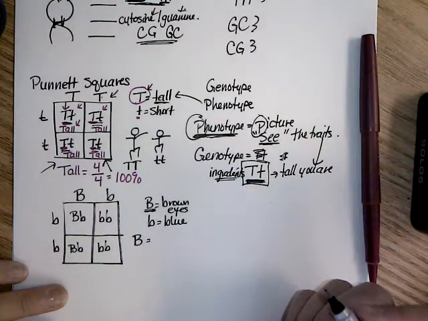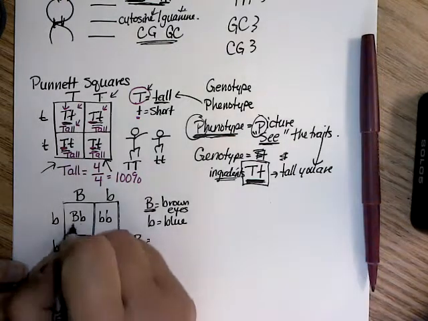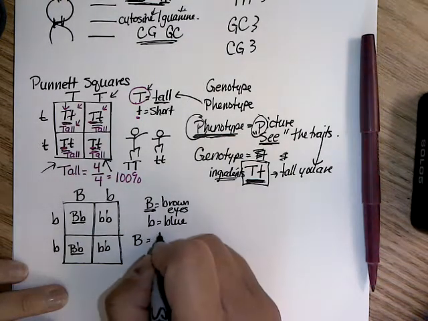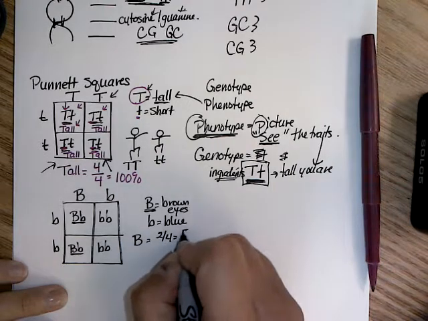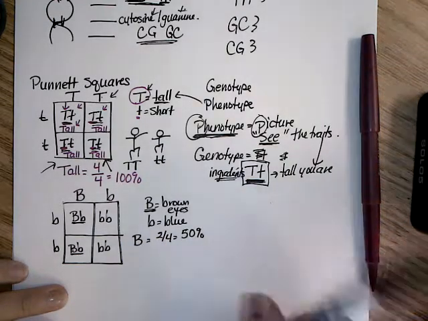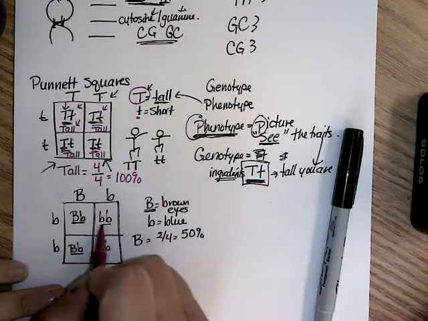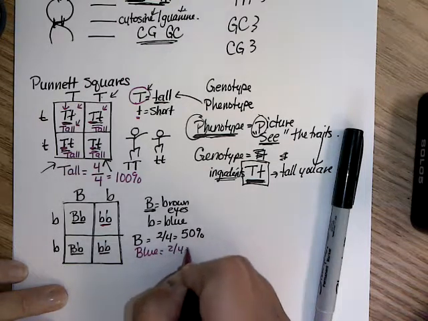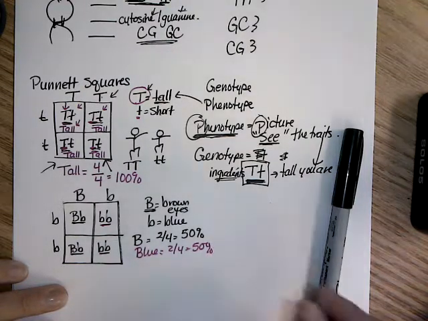Okay, now let's figure out who's going to have brown eyes. What's the probability of brown eyes? This one, this one. So it's going to be 2 out of 4, or 50%. If I'm looking at blue eyes, this one and this one. So blue eyes, 2 out of 4, or 50%.